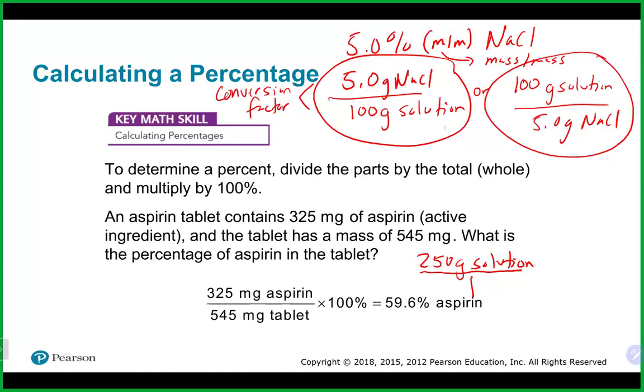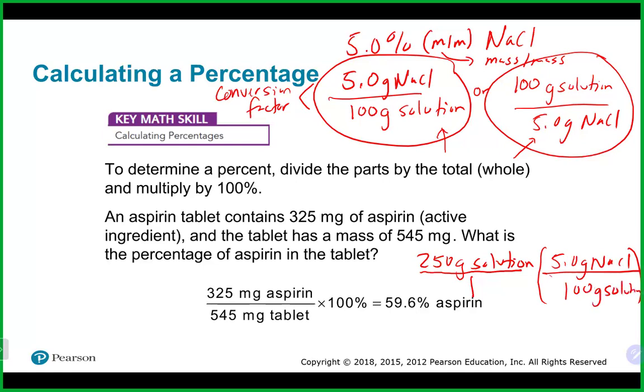When we look up here, would it be the one on the left or the one on the right that has grams of solution on the bottommost part? The one on the left, right? So that would be the actual conversion factor we would want to use in this case. And we would set it up like this. I like parentheses. Some people like lines, whatever you want to use. And we would go with 5 grams of sodium chloride on top and 100 grams of solution on the bottom.